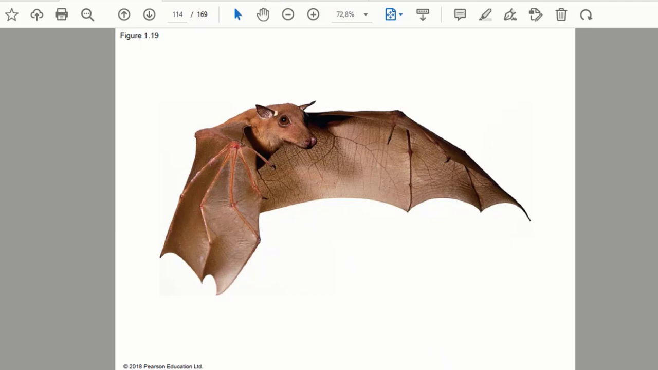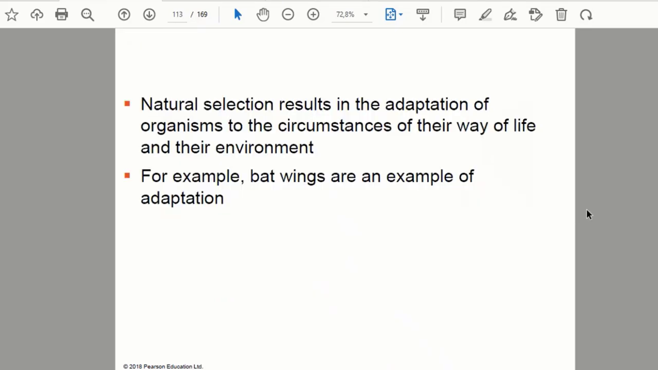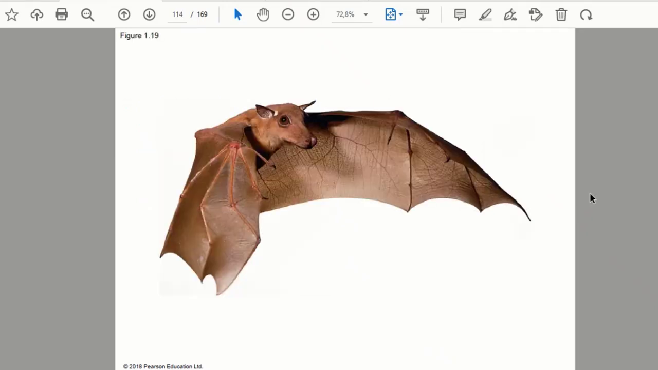Okay, thank you. Where, for example, they have an example of an adaptation for that bird.